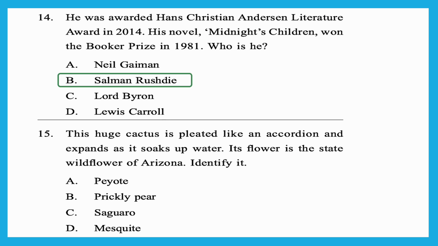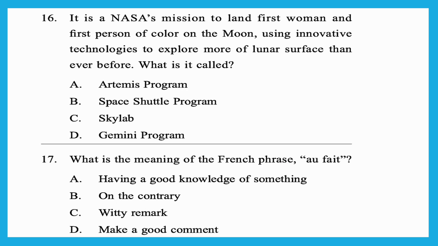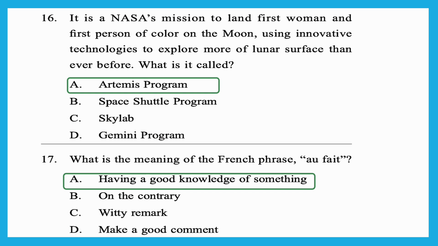Question 15. This huge cactus is pleated like an accordion and expands as it soaks up water. Its flower is the state wildflower of Arizona. Identify it. The right answer here is option C, saguaro. Question 16. It is NASA's mission to land first women and first person of color on the moon using innovative technologies to explore more of lunar surface than ever before. What is it called? The right answer here is Artemis program.